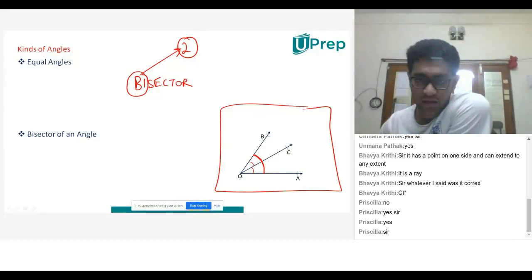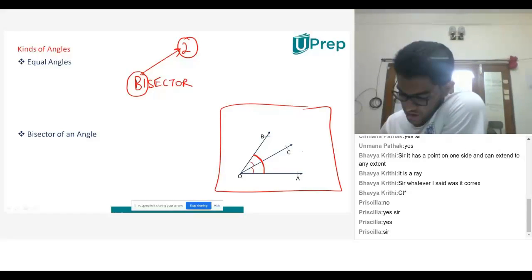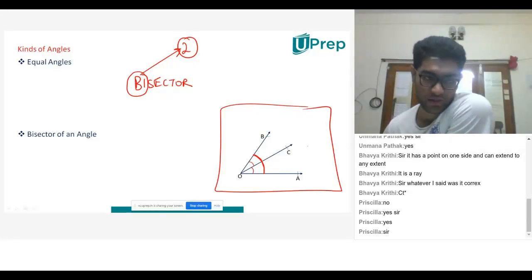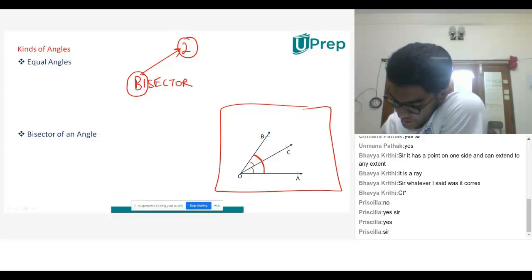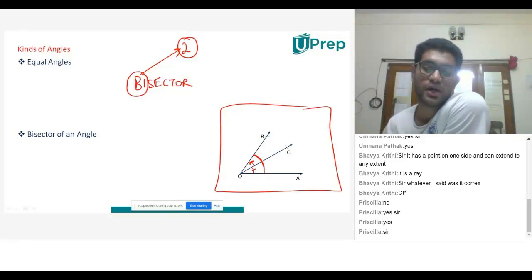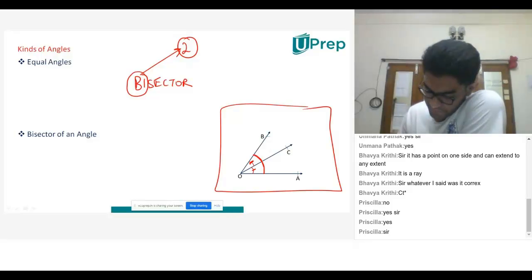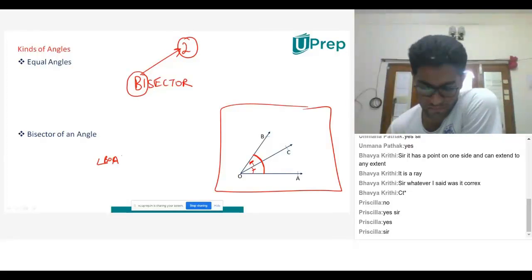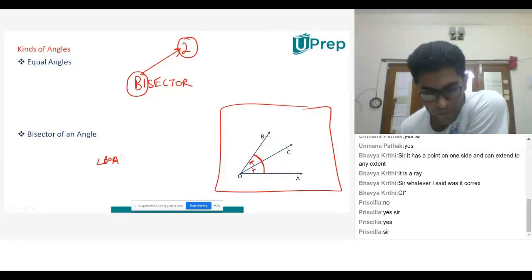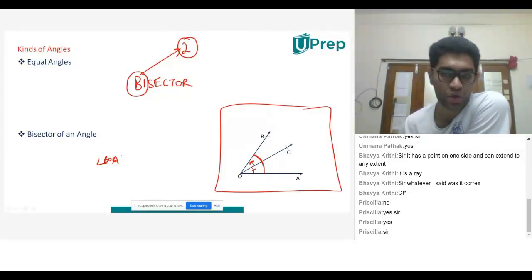Now, I bring in another ray OC, which is dividing this angle into equal parts. What does it do? Sir, it divides an angle into two equal parts. Perfect, perfect. We had angle BOA in the earlier slide when we discussed angle.